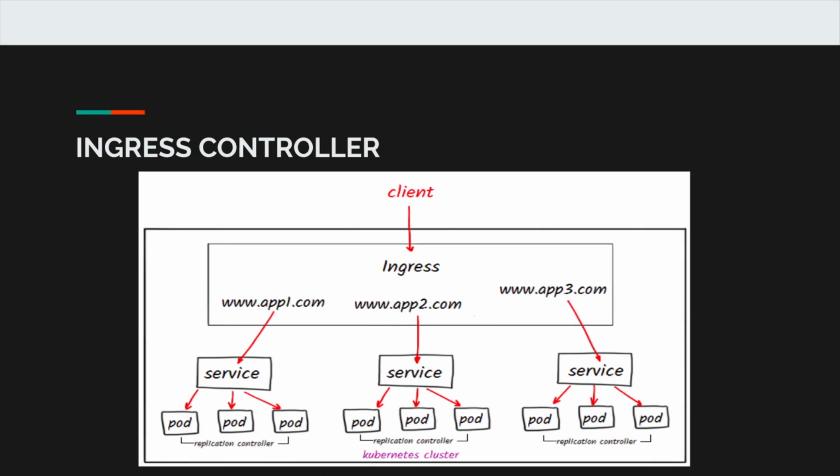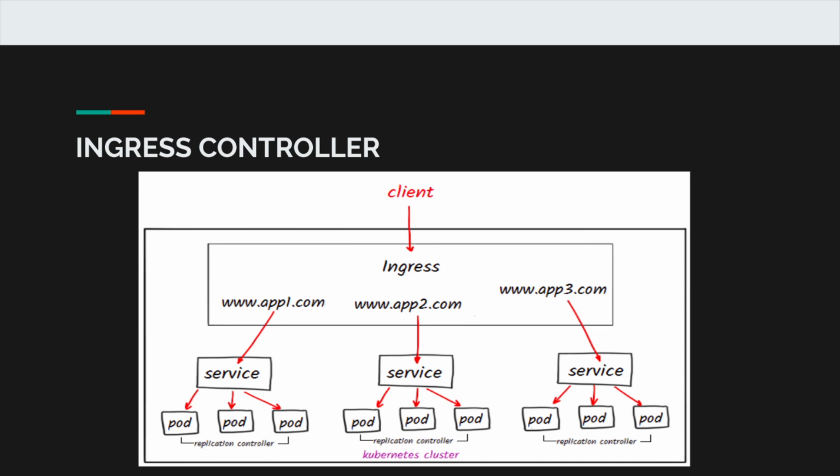So next, let's get to know the ingress controller. So in a nutshell, an ingress controller is a reverse proxy for the Kubernetes universe. It acts as a reverse proxy, routing traffic from the outside world to the correct service within the Kubernetes cluster.